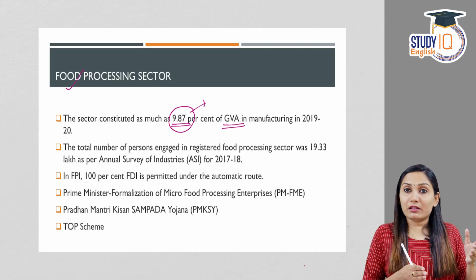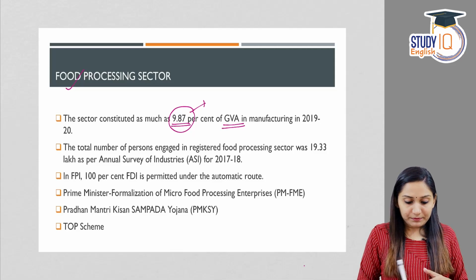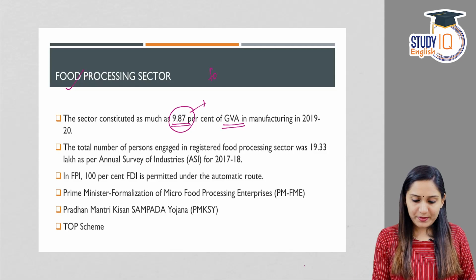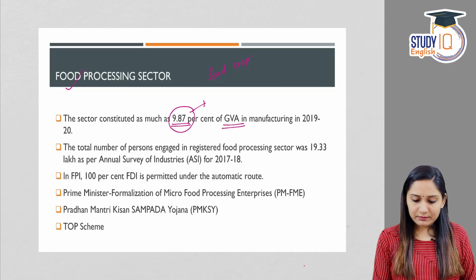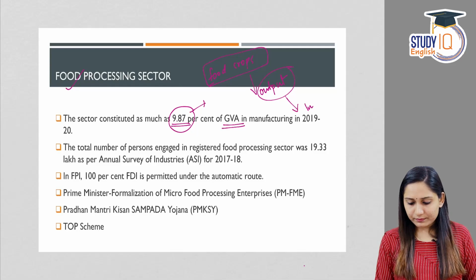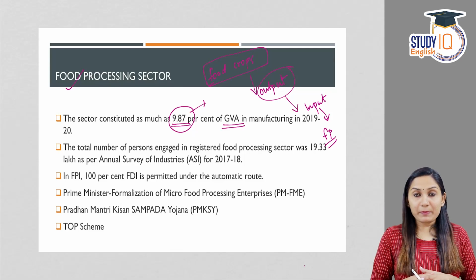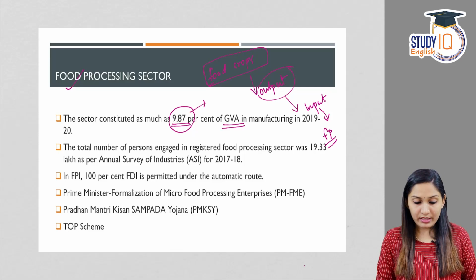The input of food processing sector is the output of agricultural sector. That is food crops. Food crops are the output of agricultural sector. So this output becomes the input of food processing sector. So 9.87% of GVA in manufacturing sector was contributed by food processing.